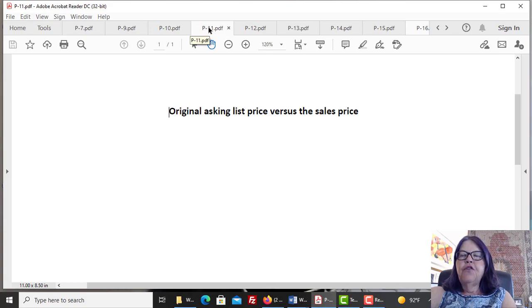Original asking list price versus the sales price. Realtors overprice their listings in strong seller markets, and one reason is future appreciation. So the initial asking price is usually high. That is why they sell for about 97 to 98% of the original asking list price. Yet homes have been trading for 101% of the original asking list price.